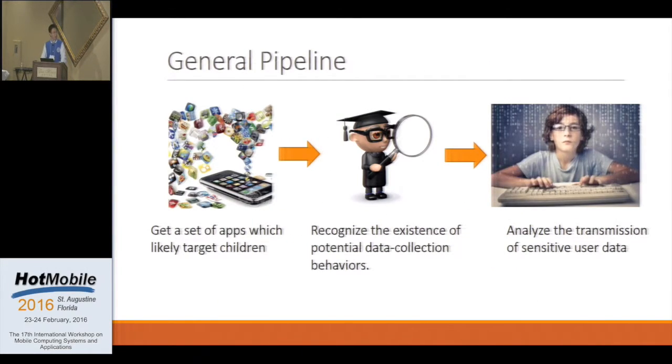So a general pipeline for inspecting potentially problematic apps can be derived from the method used by the FTC in their reports. Firstly, we should get a set of apps which seem to be targeting children. The FTC staff completed this step by searching the keyword kid on the Google Play Store and the Apple Store, and just downloading the first 200 apps.